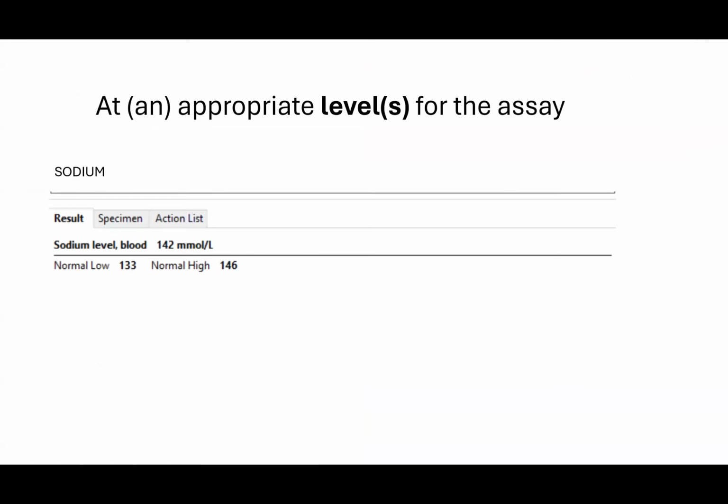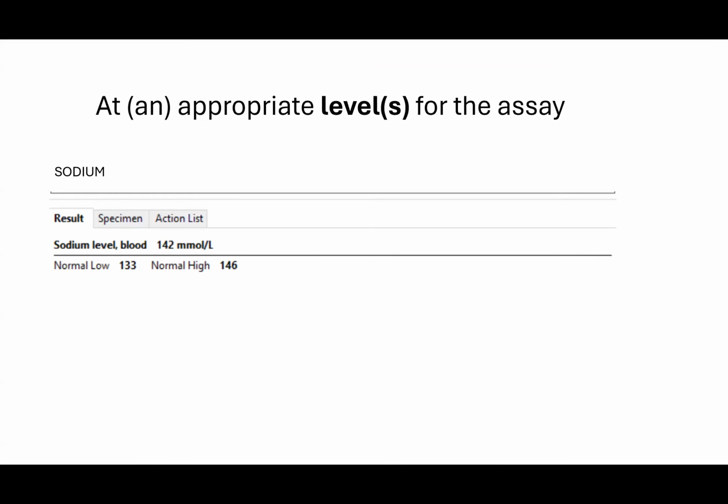And also, you want your QC material to be at the right level for the assay. And what do I mean by that? Well, if we look at sodium, for example, we want to include levels that cover the range so we know we're detecting not only normal sodiums, but also hypo and hypernatremia as well.